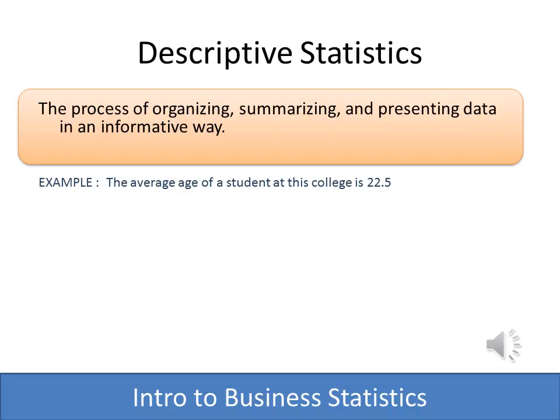So descriptive stats is the process of organizing, summarizing, and presenting the data in an informative way. And an example might be the average age of a student at this college is 22.5, or as we saw on the previous slide, things that would include the mean, the mode, and that sort of thing.